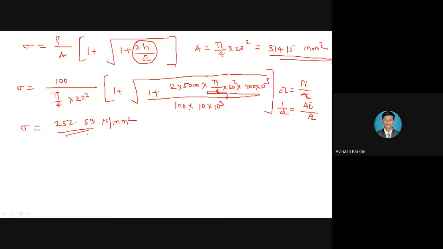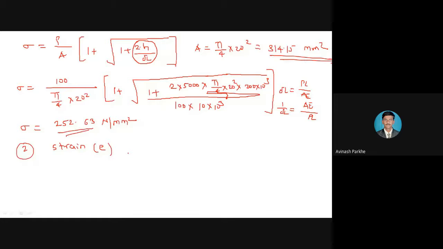Now we have calculated the stress. Now we have to calculate the strain. How to calculate the strain? Strain induced in the rod, that is small e. Which formula can I use? The stress I have, the strain I have to calculate. Which formula can I use?